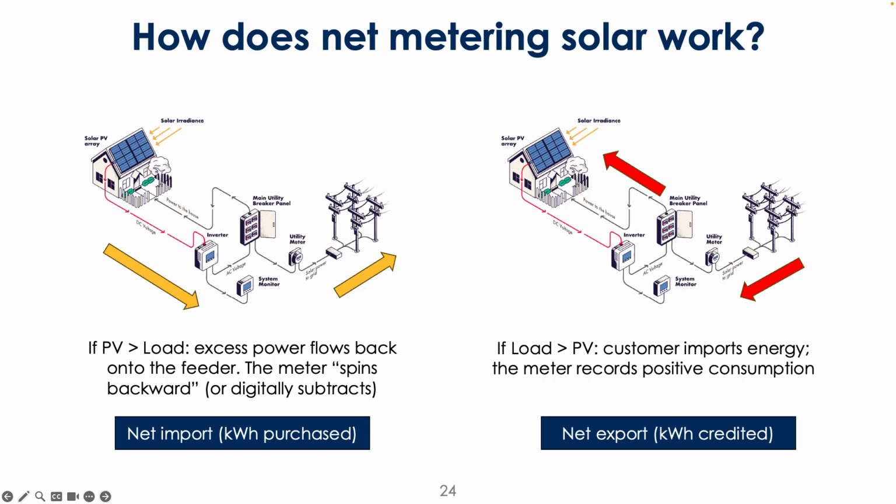Yeah, sorry. These should be switched. Yeah, you're net exporting, so you are selling electricity, and then here you're net importing, so you're purchasing electricity. So if load is greater than PV, some of this is coming in here, but you still require power from the grid.